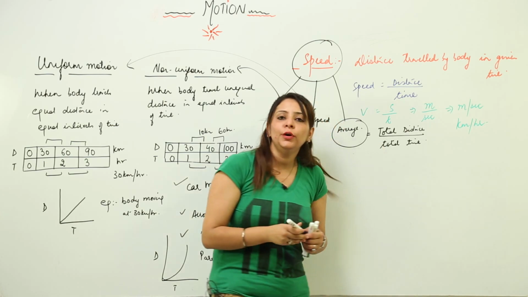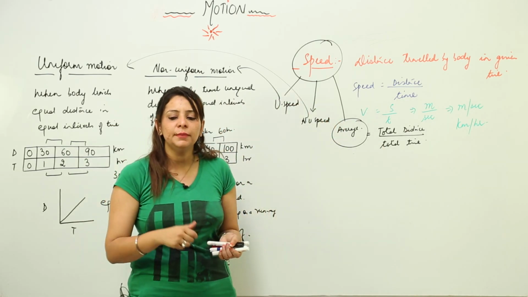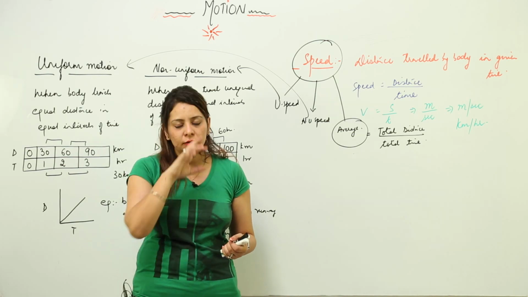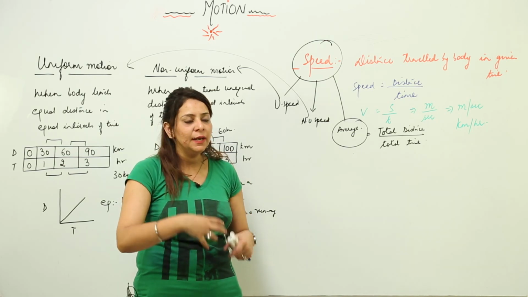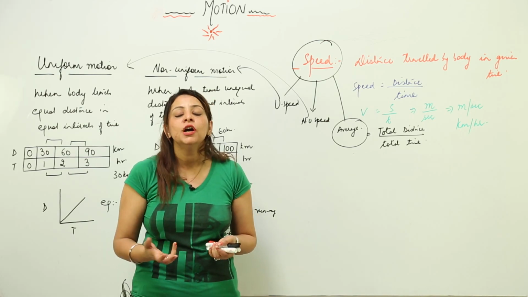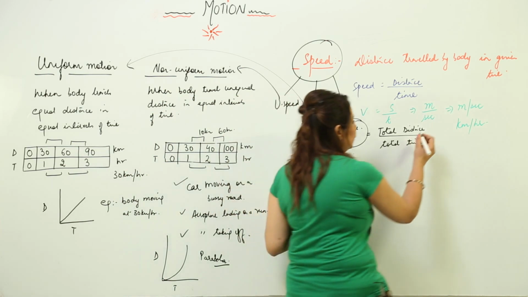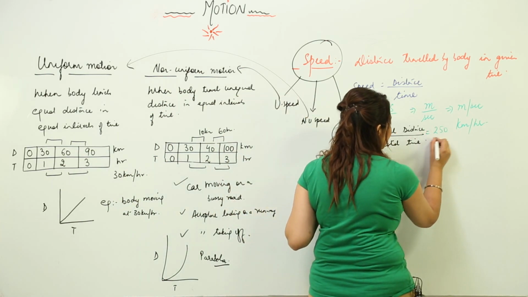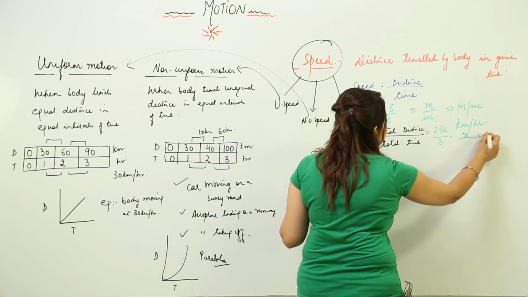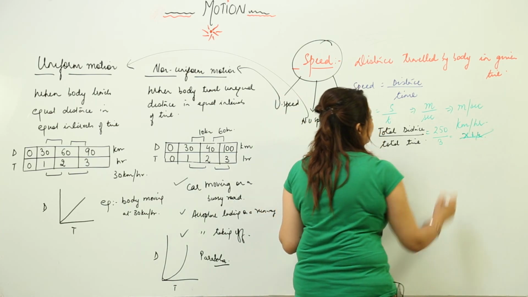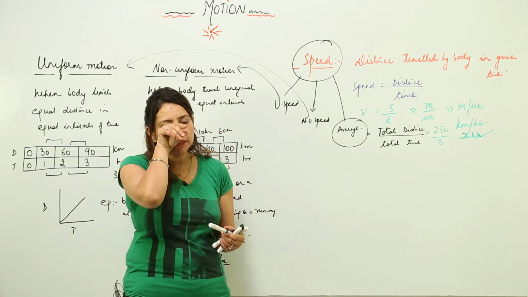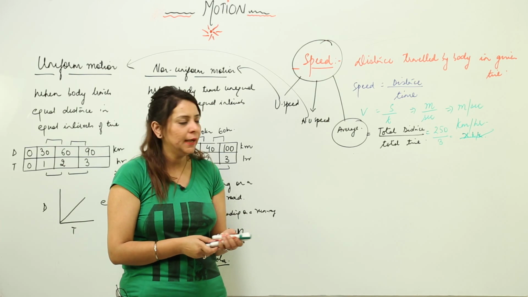Suppose I say that I am traveling to Delhi, and my distance from Chandigarh is 250 kilometers. Suppose I am traveling 250 kilometers, and the total time taken by me is 3 hours. So my average speed comes out to be 250 as my total distance and time is 3. Let us say this is x, so x kilometer per hour is going to be my average speed. That means average speed is the total distance with respect to total time.